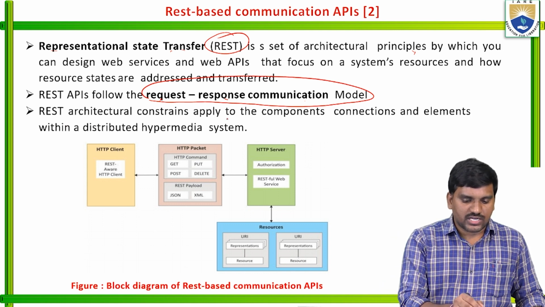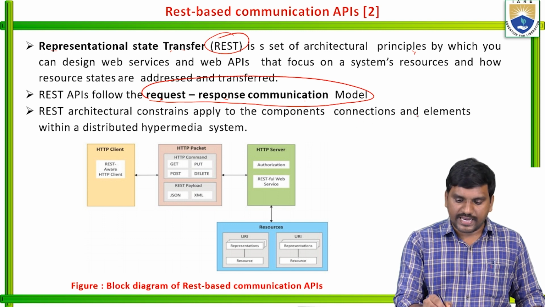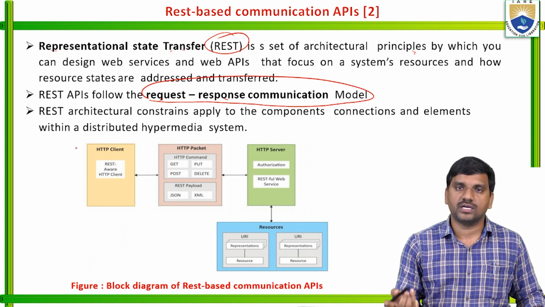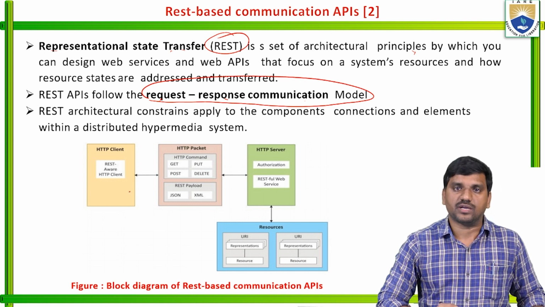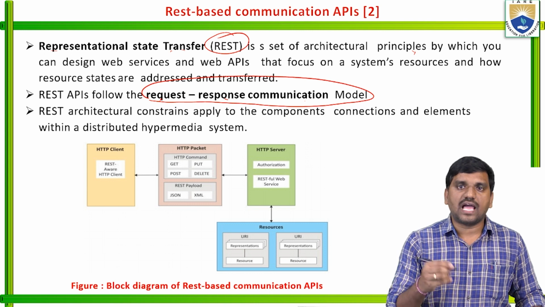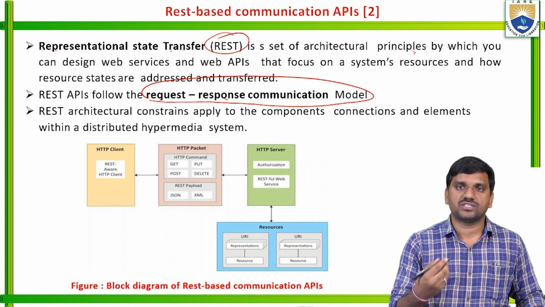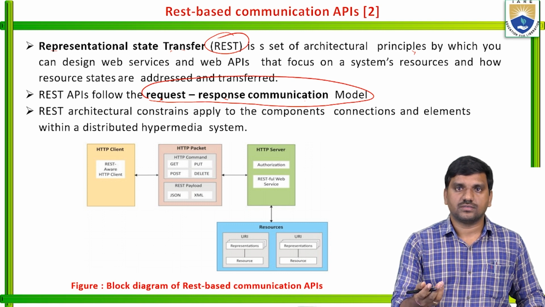REST architectural constraints apply to the components, connections and elements within a distributed hypermedia system. So this is the basic block diagram of the REST-based communication API. So we already know it follows the request-response communication model. That means we have to send the request.